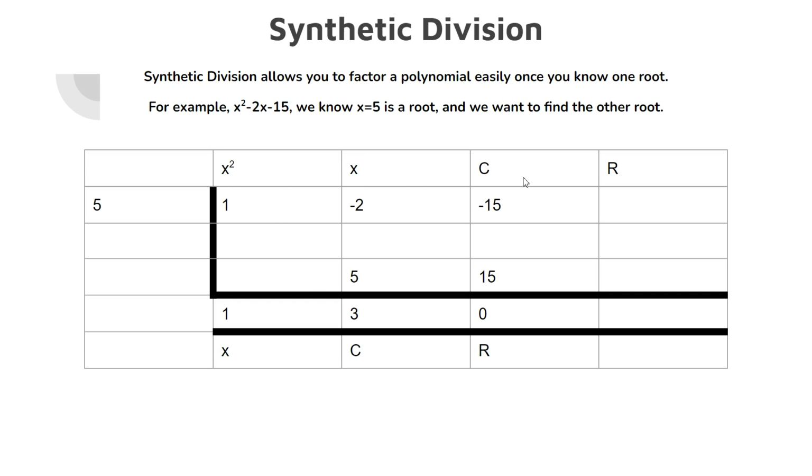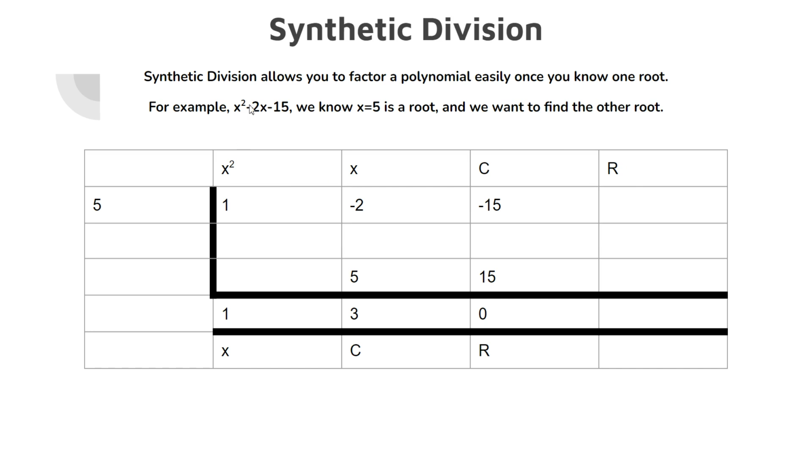So you make this little chart here with this L shape and then a line underneath here. And I always like to take note of the coefficients. So I write x squared, x, and then c. C stands for constant, and r over here stands for remainder. However, you're only dealing with remainders in very few scenarios. You don't need an r here normally.